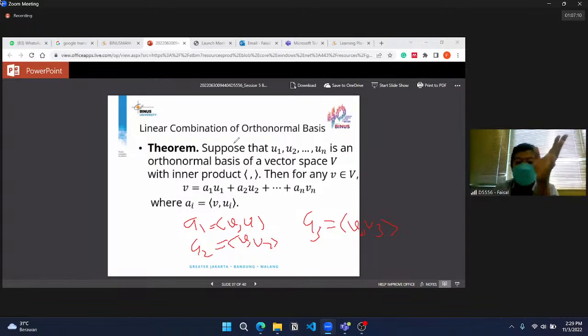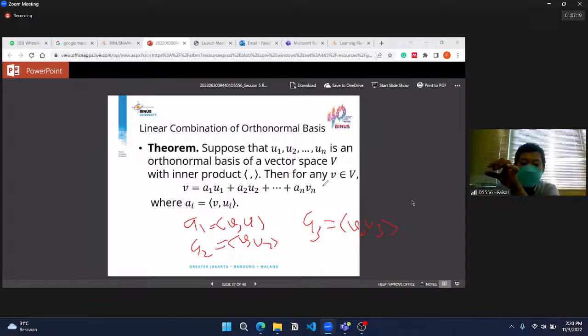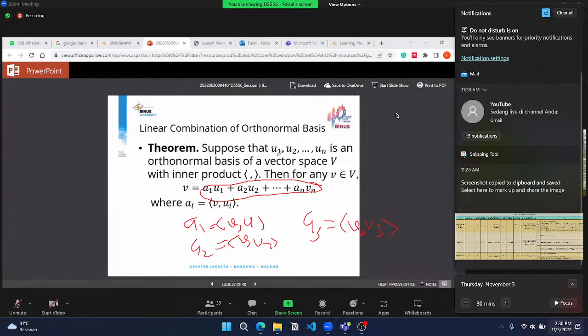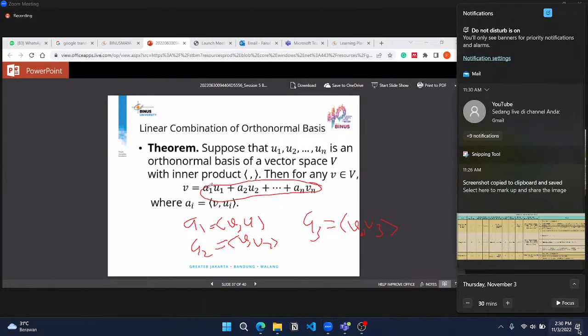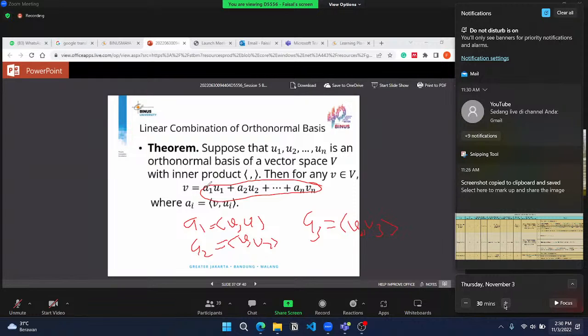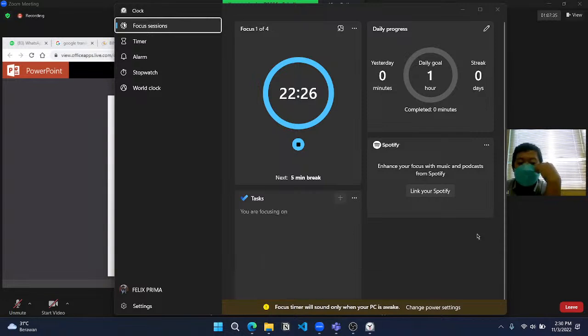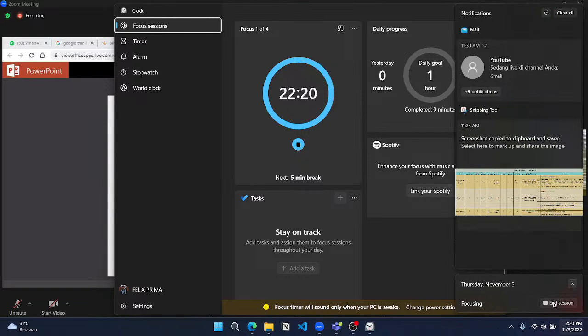Oh, sorry, this is the properties of an orthogonal basis, how we compute, or how we know, the scalars in this linear combination. If U1 to Un is an orthogonal basis, then the scalars are the dot product, the inner product, between V and the vectors in the basis. Okay.